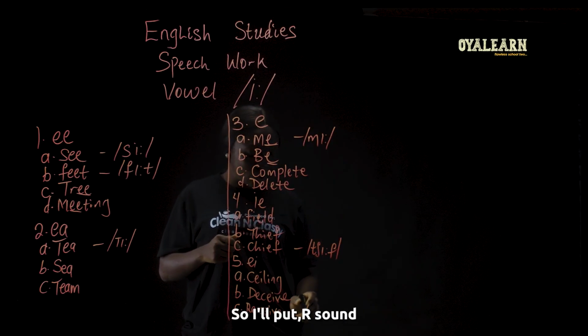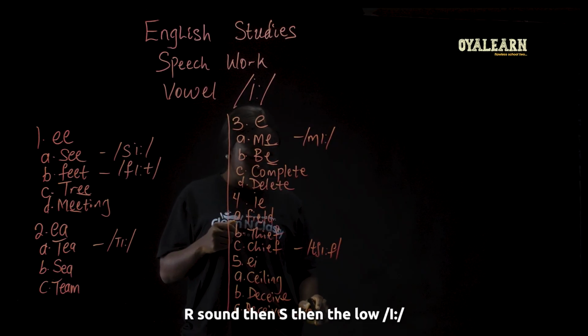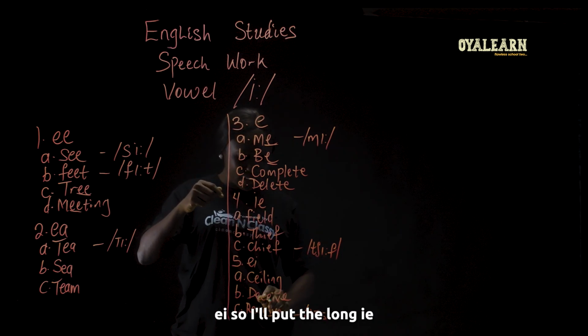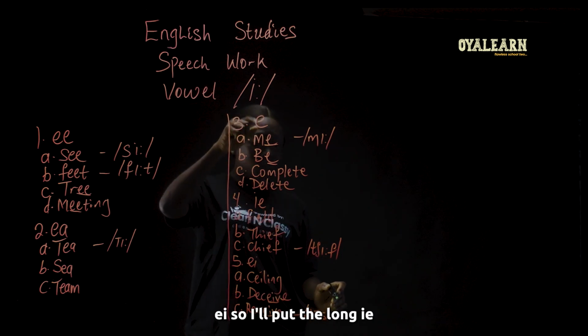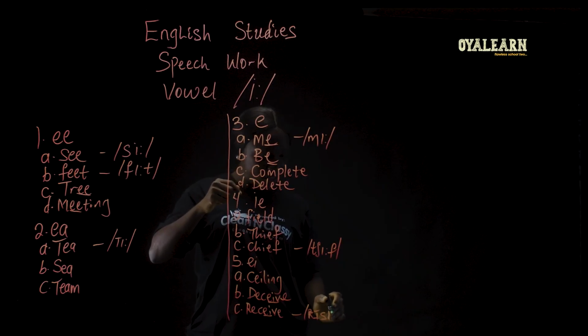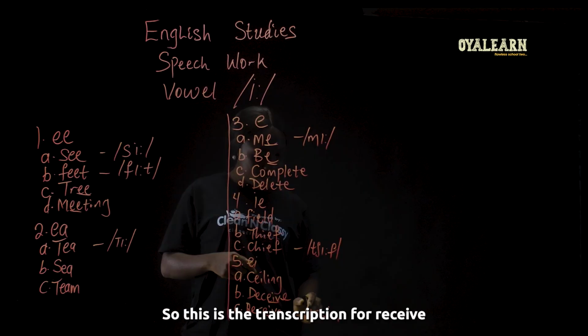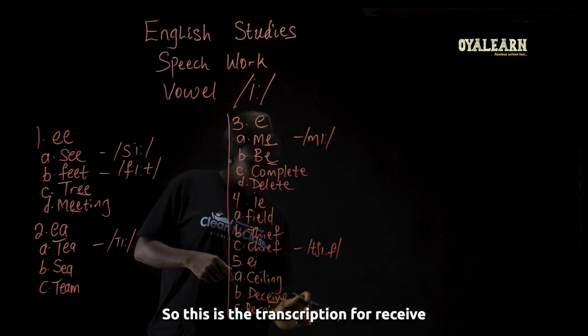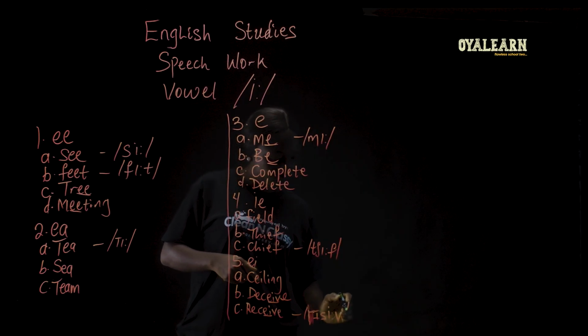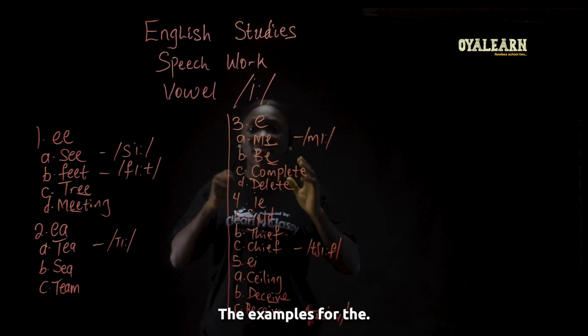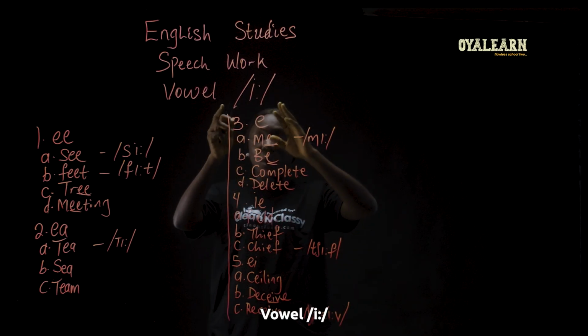All right, so I'll put R, that's the R sound, then S, then the long E because it occurs in EI. So I'll put the long E and then the V sound. So this is the transcription for receive. Right? So these are the examples for the vowel E.